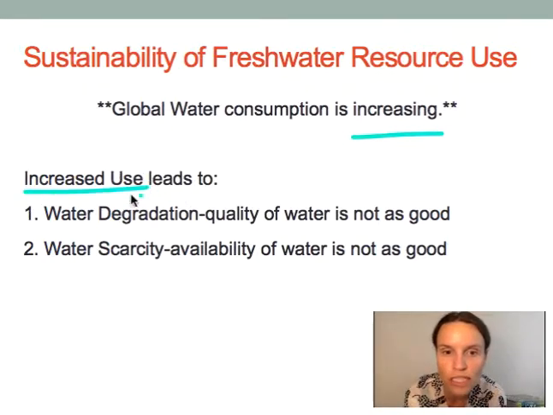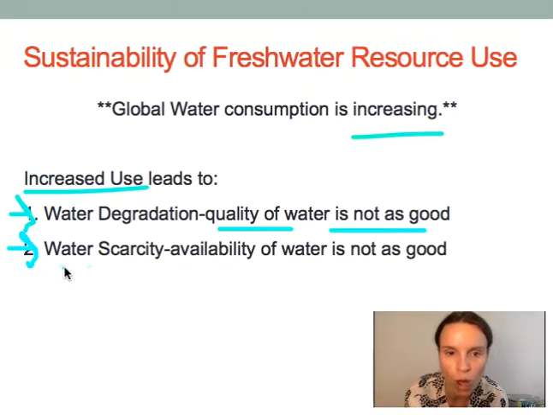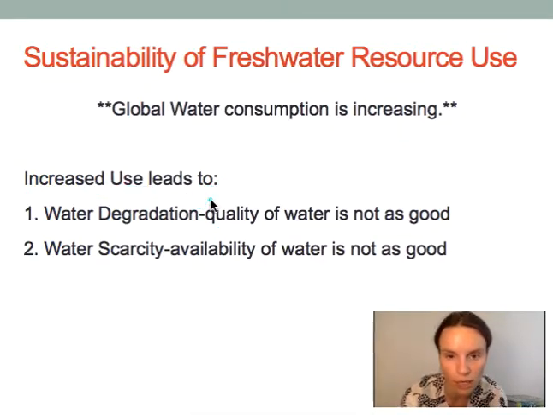And that increased use leads to two things. It leads to degradation of water, which basically means that the quality of water going around is not as good because it's being cycled through again and again and again more quickly than we're used to. And it also leads, more troublingly, to water scarcity. And that means that availability of water is not very good. Not even that it's bad quality, but that we just don't have enough water to begin with.